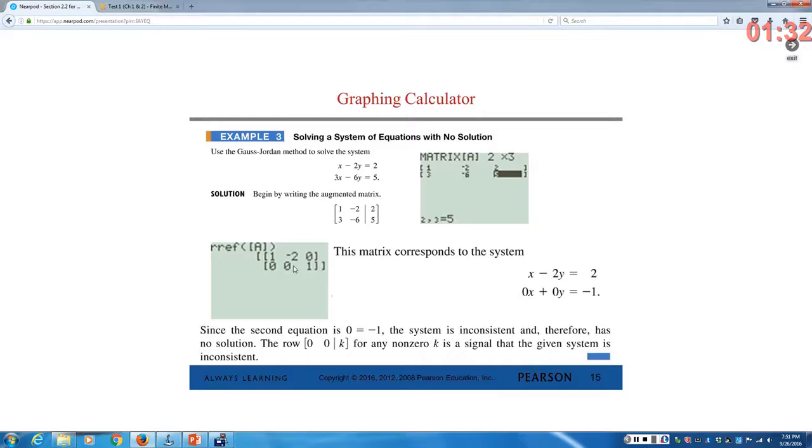Got it? Okay? So does everybody see why this is a system that has no solution? Because your bottom equation translates to 0x plus 0y equals -1, and 0 is definitely not equal to -1. So it gives you the same information as the other ones.